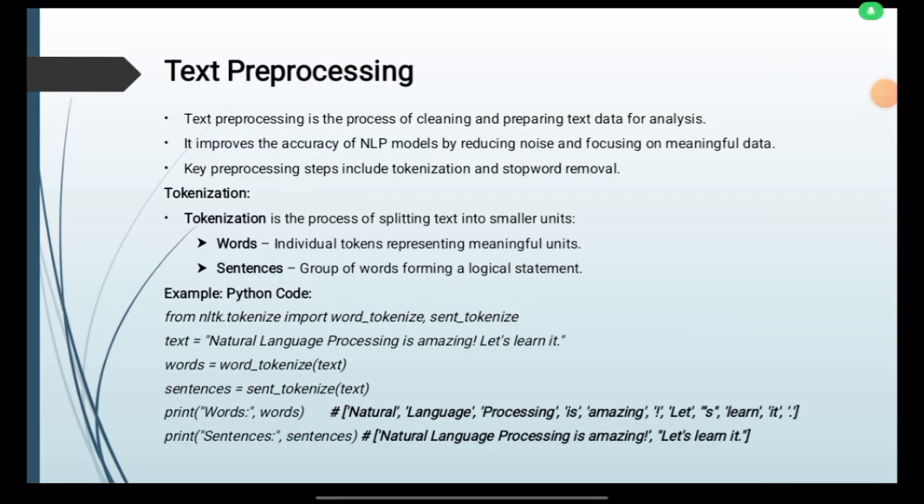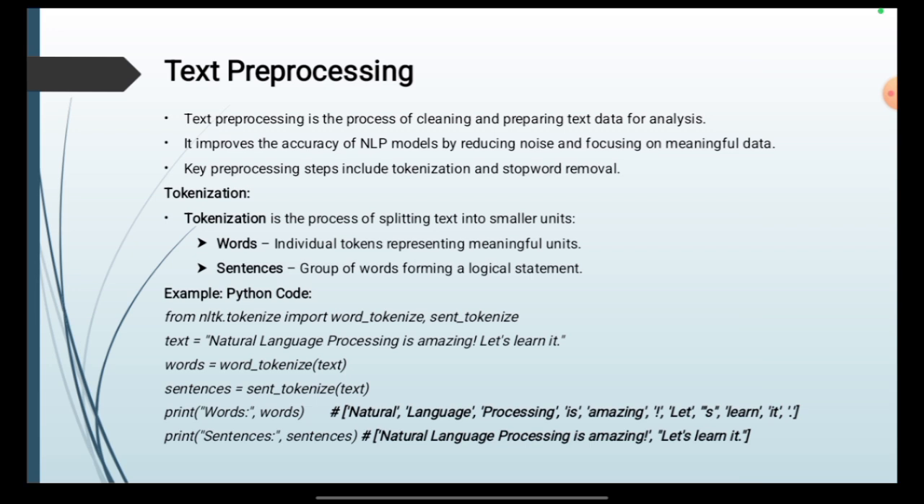As per this slide is concerned, here we will be discussing about text pre-processing. Let us first go through the details that has been mentioned over here and then we will discuss it. Text pre-processing is the process of cleaning and preparing text data for analysis. It improves the accuracy of NLP models by reducing noise and focusing on meaningful data. Key pre-processing steps include tokenization and stopword removal.